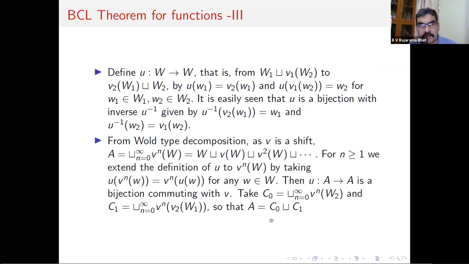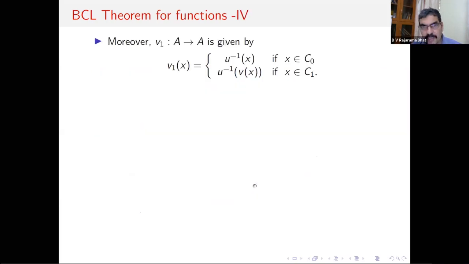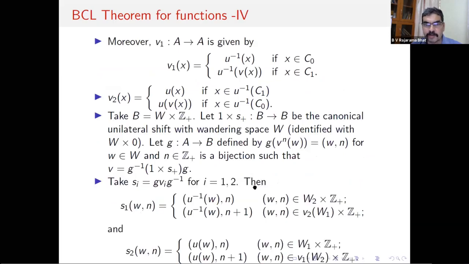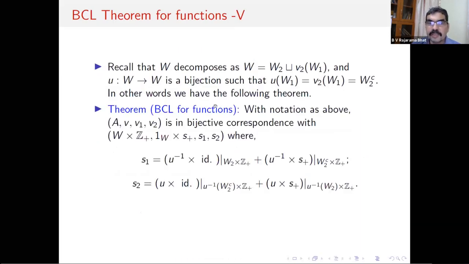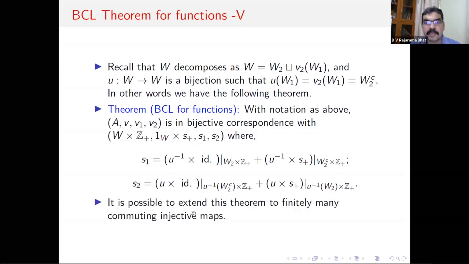Since I'm running out of time, I will not do that part again. But you see that A is decomposed like this, and in each part you have a copy of U, and you put them together. Here is the theorem, the BCL theorem for functions. It is exactly like before. Instead of a direct sum, you had a projection. So instead, you have a subset and its complement, and on one part it is the identity, on the other part it is the shift, and here it is the other way around. Written the same way, and the unitary U is replaced by a bijection. So you have a BCL theorem for functions.